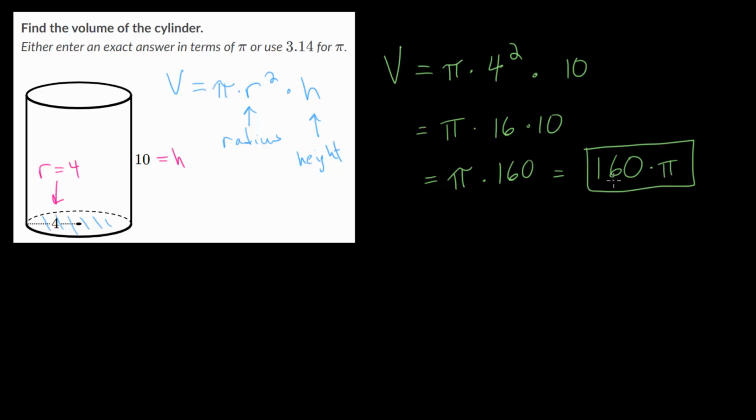Now, this is the exact answer. But if we want an approximate answer, we can approximate pi with 3.14. So that's an option if you want to get some type of decimal answer. But by approximating this by 3.14, we're going to be rounding this answer, which means it will no longer be the exact answer. So if you want to have the exact volume, you need to leave the symbol pi rather than rounding it. And let's do one more problem.